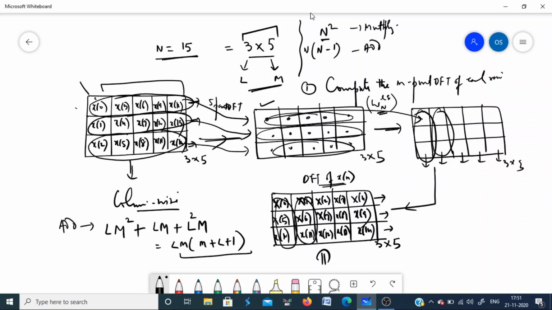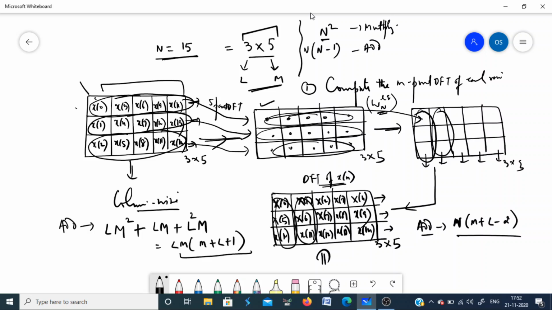And similarly, you can find how many additions will be required. It will become N into (M plus L minus 2). This much is the number of additions that are required.